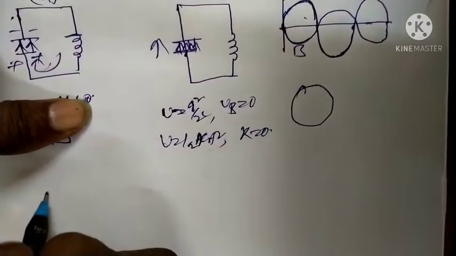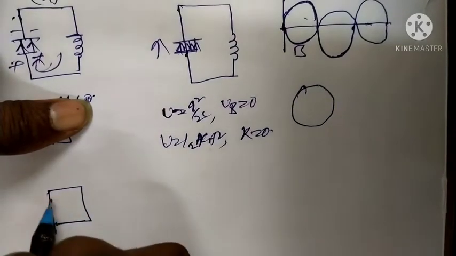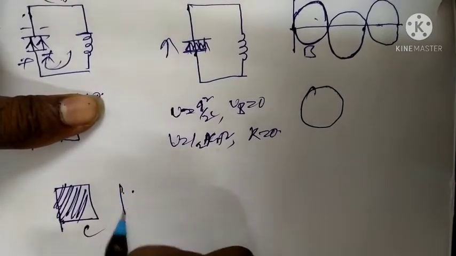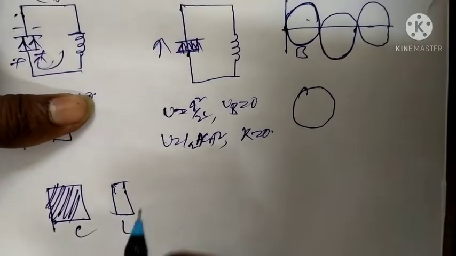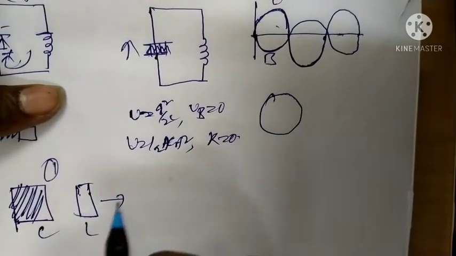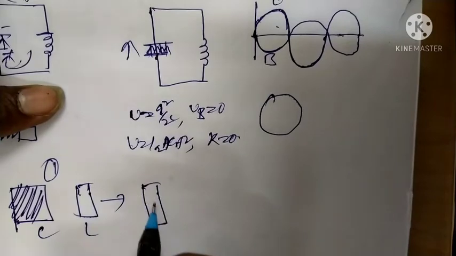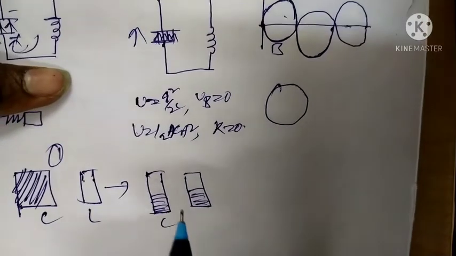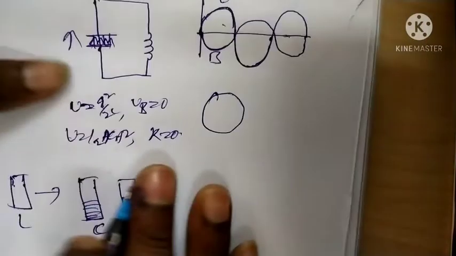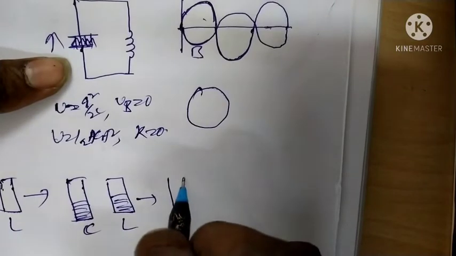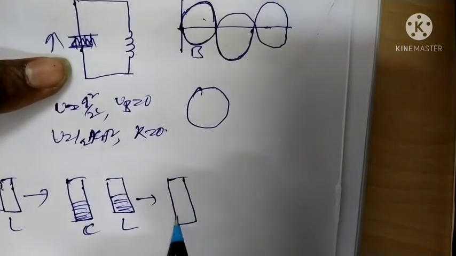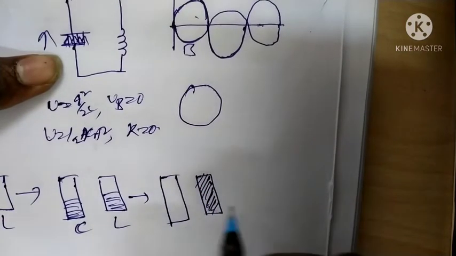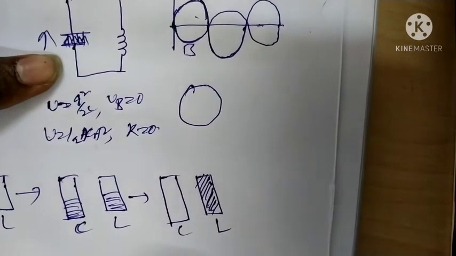Suppose, in the initial case the capacitor is fully charged and the inductor is empty. In the next step, both will be half: the capacitor is half and the inductor is half. In the next case, the capacitor is 0 and the inductor is fully charged, with full stored energy.